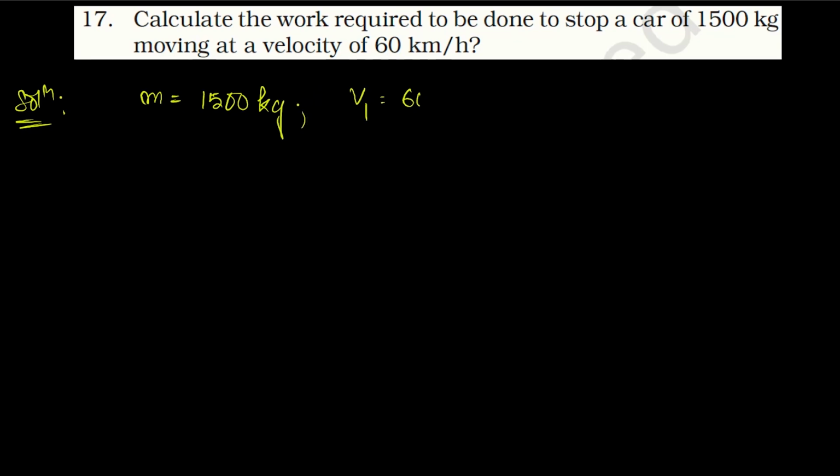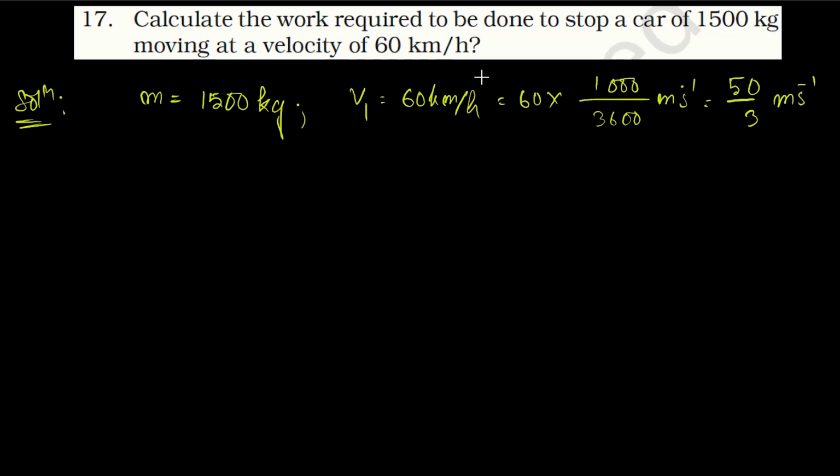First, what is the mass given? 1500 kg. Now we are considering the first velocity, v1, as 60 km/h. Just convert it to meter per second: 60 into 1000 by 3600 meter per second. If you solve this, you are going to get 50 by 3 meter per second. You get that?